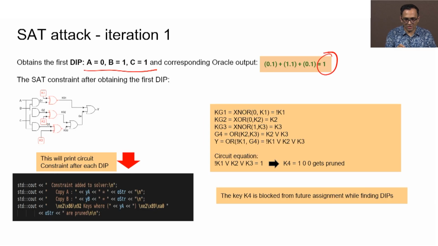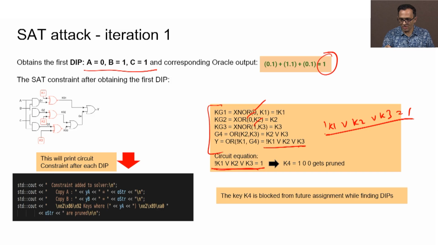So, effectively this was my equation. If I put the values of ABC, I just put the values of 0 and all in that bench file, and effectively I got this equation, right. So, I get basically this: not of (K1 or K2 or K3) equal to 1. What does this effectively mean? If it is 1, this is 0 and this value will be 0, right. So, effectively this combination of key is now eliminated.